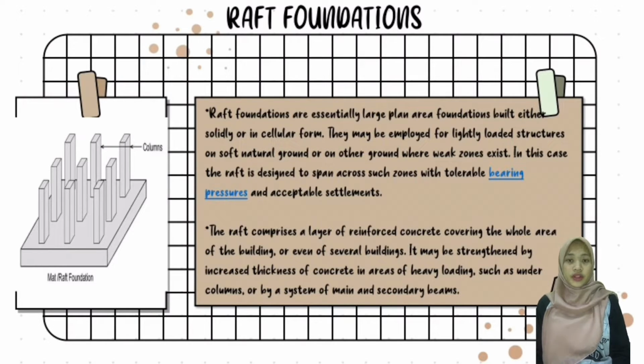They may be employed for lightly loaded structures on soft natural ground or on other ground where a weak zone exists. In this case, the raft is designed to spread the load across such zones with tolerable bearing pressure and acceptable settlement. The raft comprises a layer of reinforced concrete covering the whole area of the building or even several buildings. It may be strengthened by increased thickness of concrete in areas of heavy loading, such as under columns, or by a system of main and secondary beams.